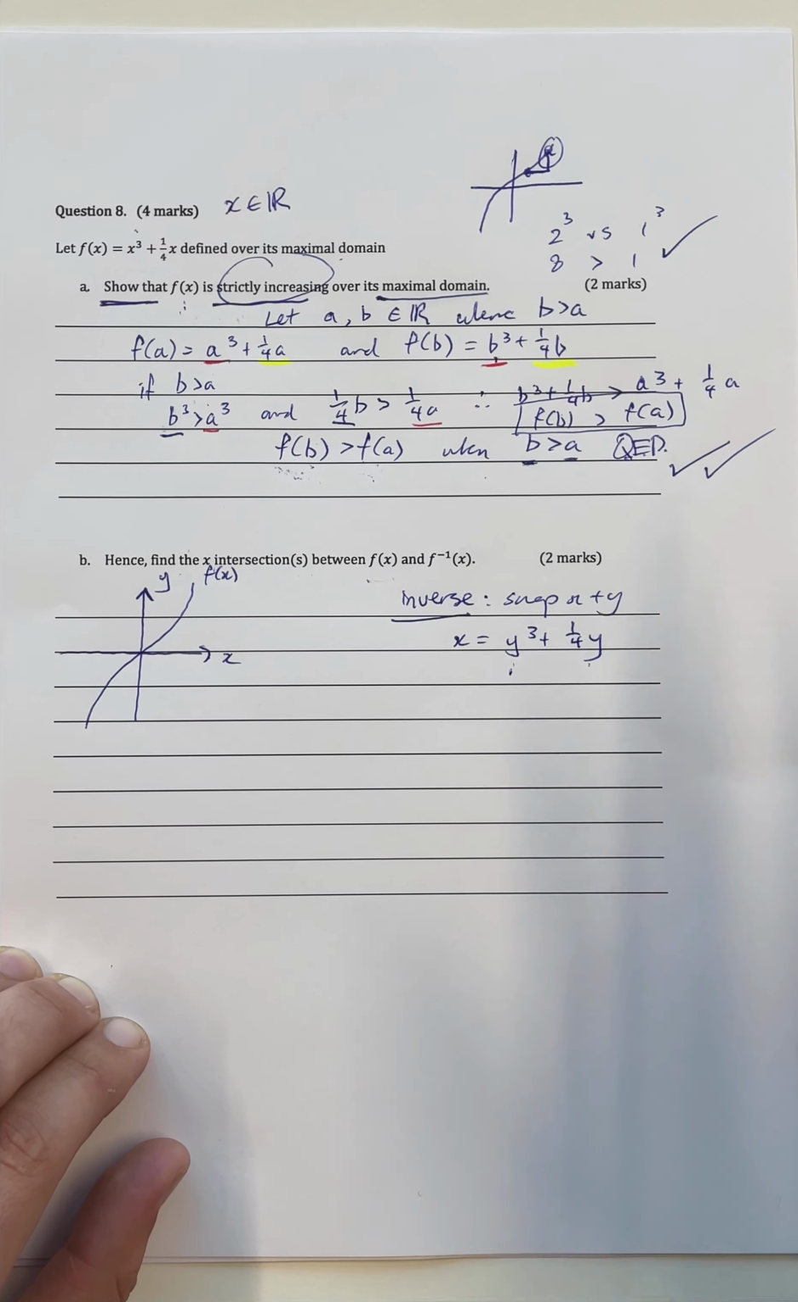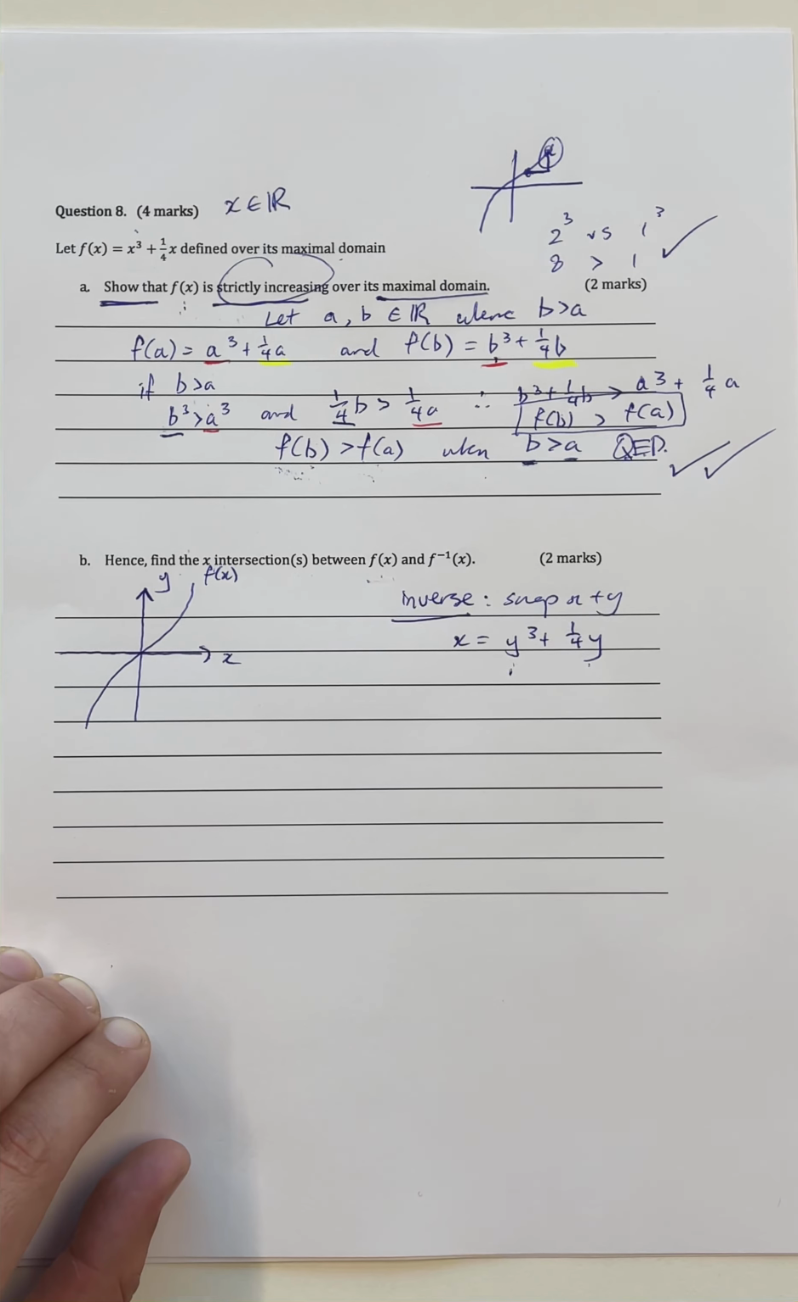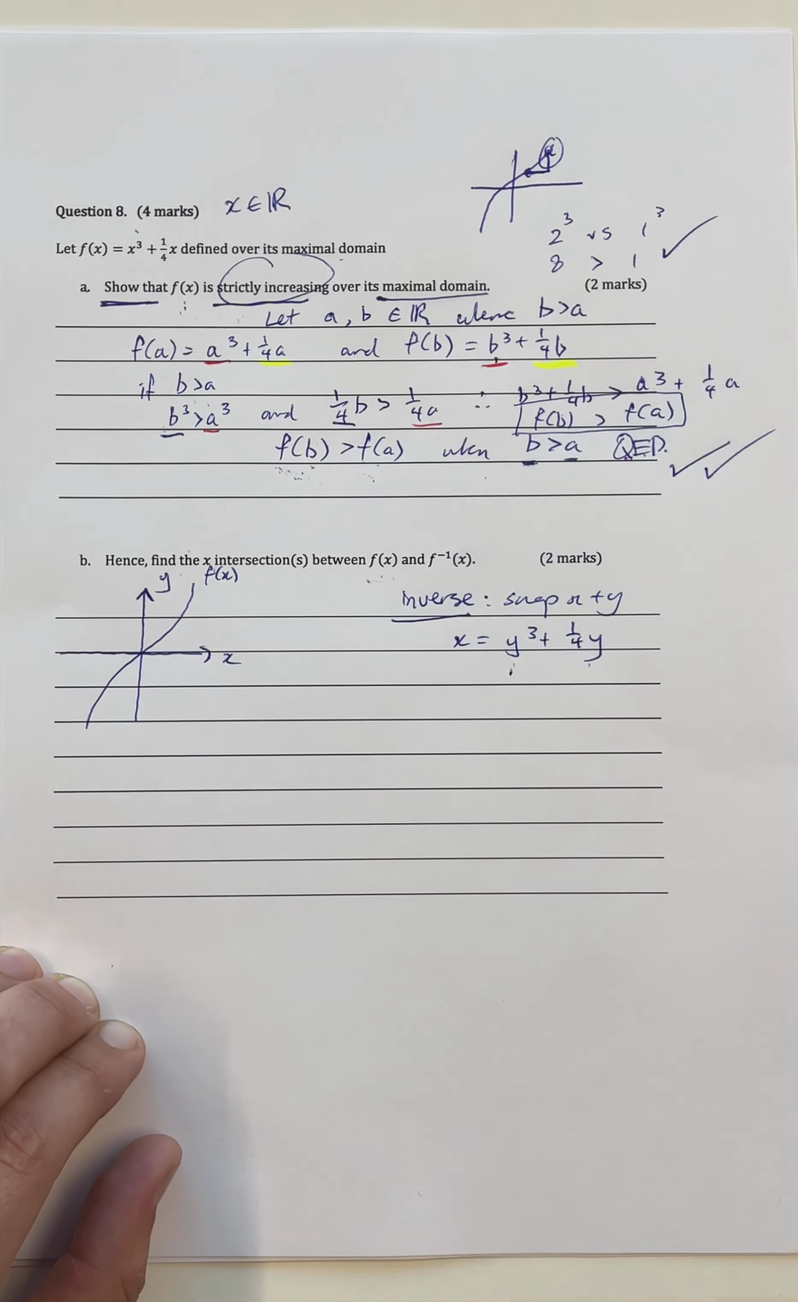This is where a really important concept comes in VCE Methods, and I've seen it so many times in SACs and exams as well. The intersections of f(x) and f inverse of x usually lie along the line y = x. I say usually because 99.9% of the time it does, but sometimes it lies on the line y = -x, but that's a story for a different video. We're going to focus on the majority case, where the intersections lie along the line y = x.